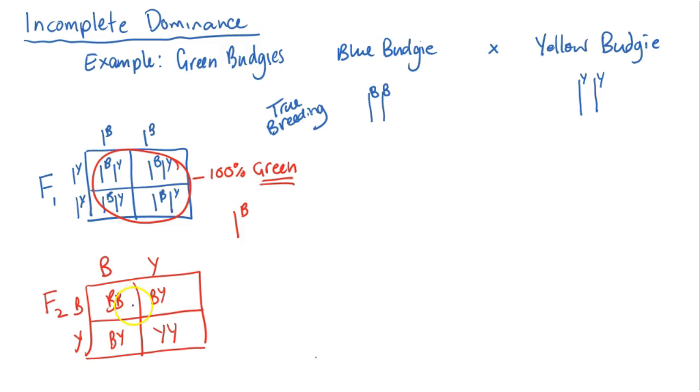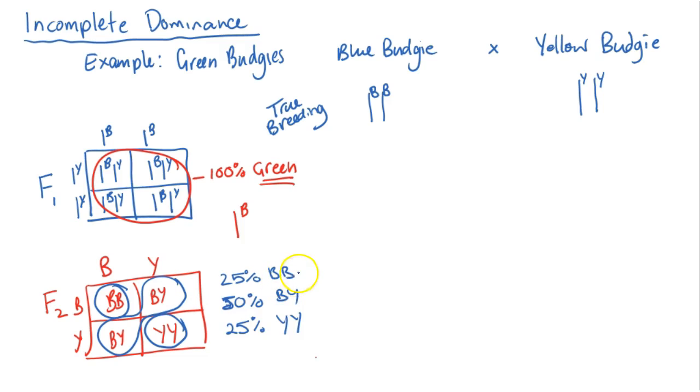So as you can see here, we either get homozygous blue, homozygous yellow, or heterozygous, which turns out to be green. And again, that allows us to easily figure out the percentages of each of these characteristics. And here we have homozygous blue, heterozygous green, homozygous yellow.